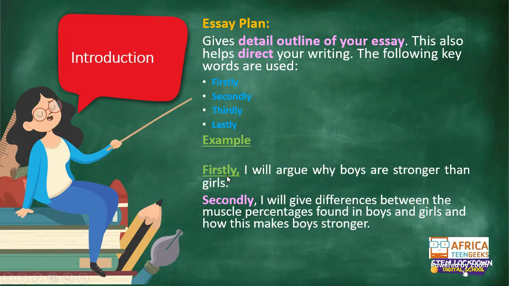Example. Firstly, I will argue why boys are stronger than girls. Then secondly, I will give differences between the muscle percentages found in boys and girls and how this makes boys stronger.